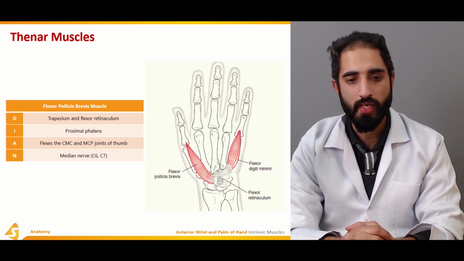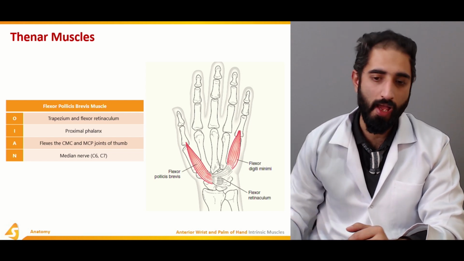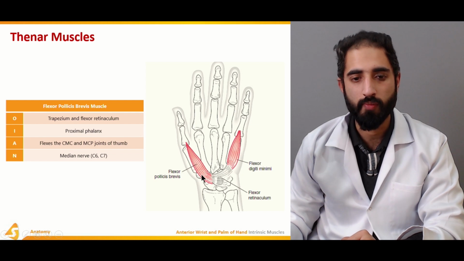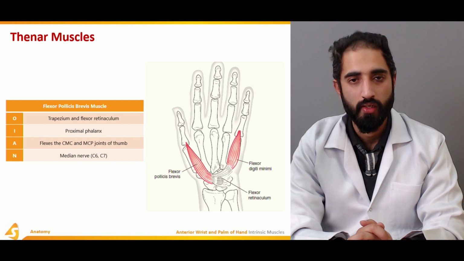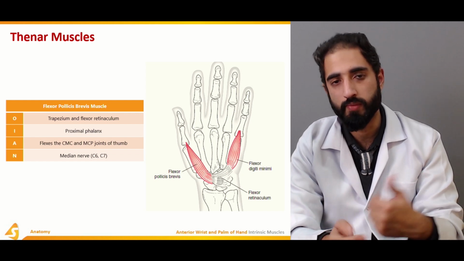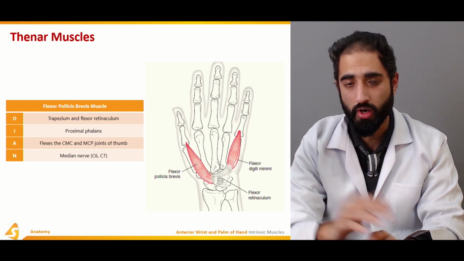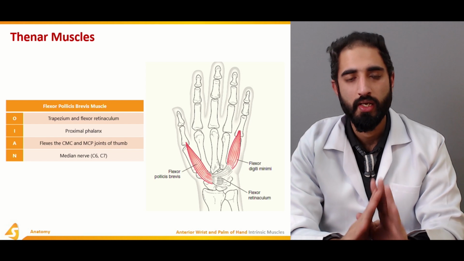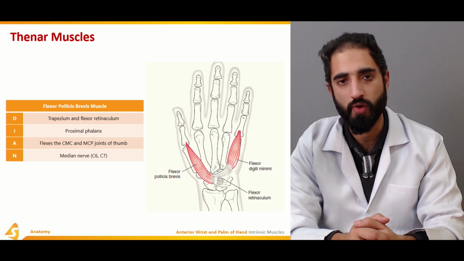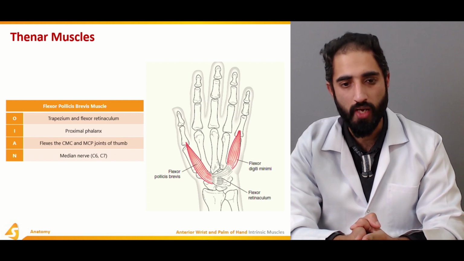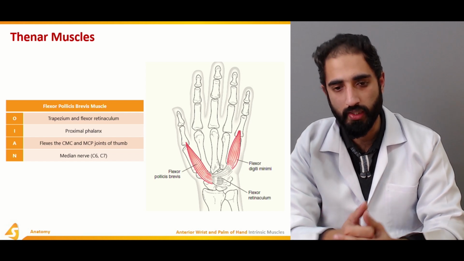So first of all, the flexor pollicis brevis muscle, and the origin of the flexor pollicis brevis muscle, as you can see in this picture, is from the trapezium and the flexor retinaculum. Flexor retinaculum is a connective tissue structure which actually forms the carpal tunnel with the carpal bones, and that we're going to talk about in detail later on. But talking about the flexor pollicis brevis muscle right now, the origin is from the trapezium and the flexor retinaculum, and the insertion is in the proximal phalanx of the first digit or the thumb.